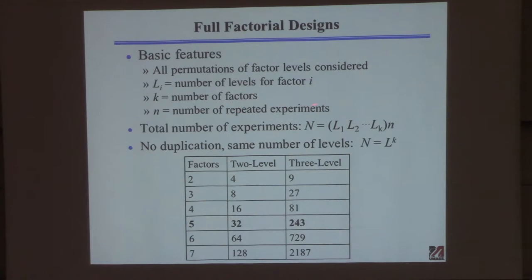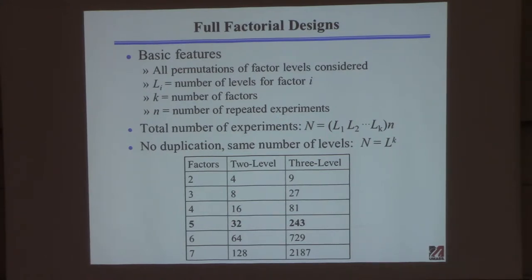This is the number of times you're going to repeat each experiment. So this is the total number of experiments, you know, so it might be 3 times 2 times 3 times 2, whatever it is. And then multiply times the number of experiments. If you have no duplication, it means n is 1, and they all have the same levels, either 2 or 3, it's this number of experiments.